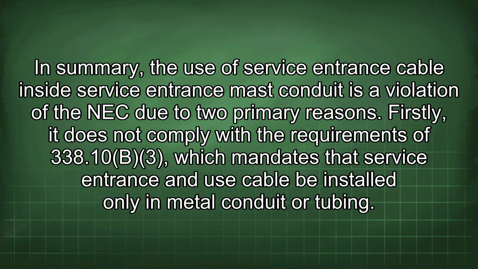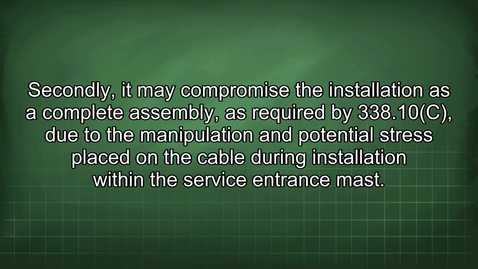In summary, the use of service entrance cable inside service entrance mast conduit is a violation of the NEC due to two primary reasons. Firstly, it does not comply with the requirements of 338.10(B)(3), which mandates that service entrance and use cable be installed only in metal conduit or tubing. Secondly, it may compromise the installation as a complete assembly, as required by 338.10(C), due to the manipulation and potential stress placed on the cable during installation within the service entrance mast.